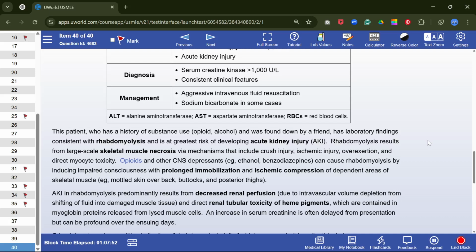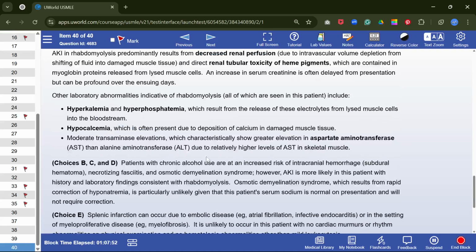AKI in rhabdomyolysis predominantly results from decreased renal perfusion due to intravascular volume depletion from shifting of fluid into the damaged muscle tissue, and direct renal tubular toxicity of heme pigments, which are contained in myoglobin proteins released from lysed muscle cells. The increase in serum creatinine is often delayed from presentation but can be profound over ensuing days.